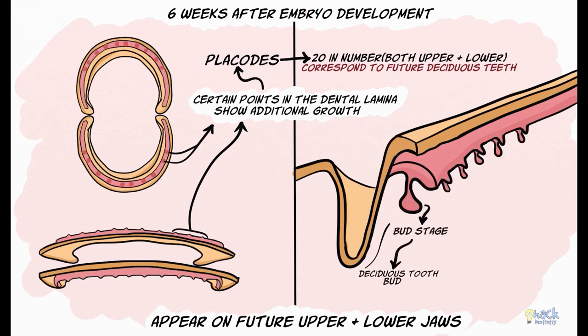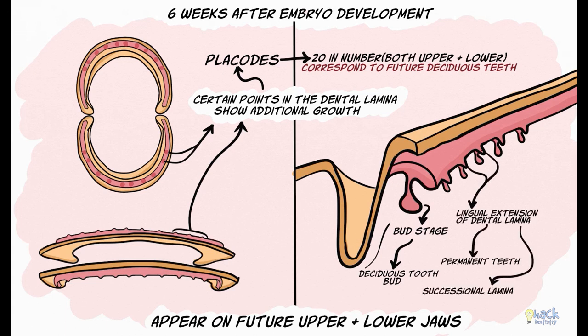The permanent tooth germs develop from lingual extensions of the dental lamina and are called successional lamina. It has to, however, be noted that permanent molars do not develop from successional lamina and arise from the dental lamina itself, posterior to the primary molars.